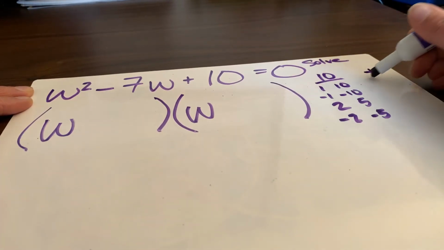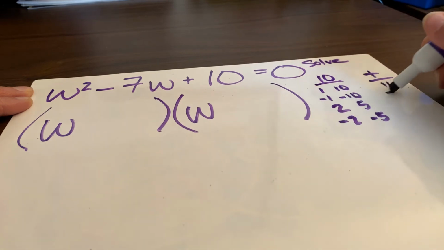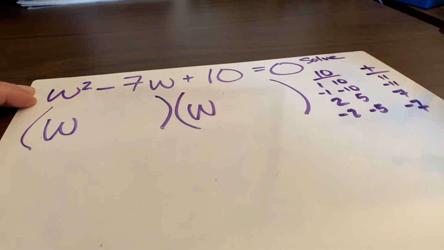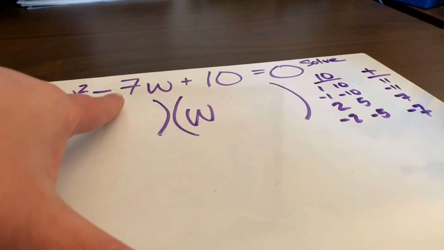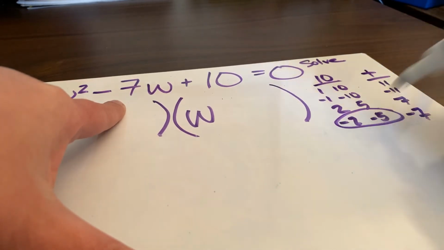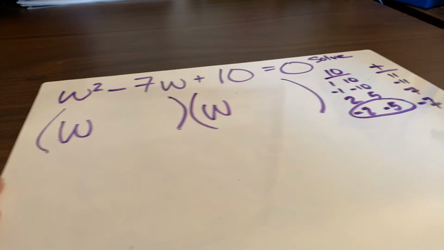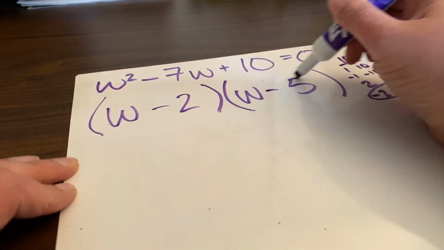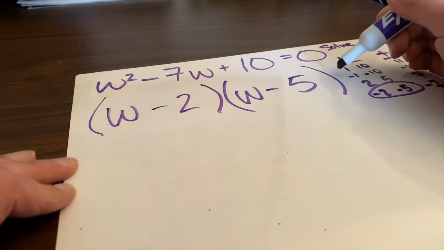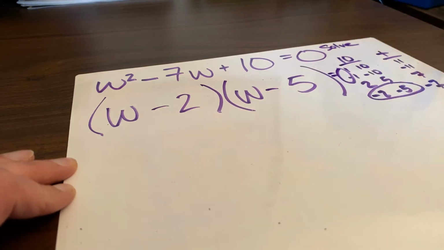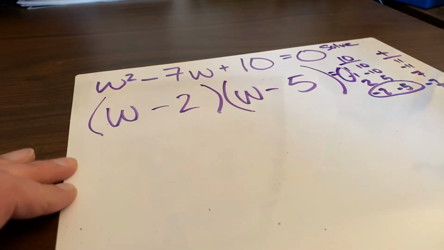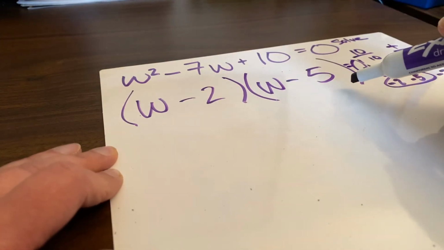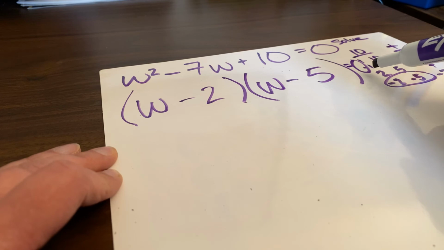1 plus 10 is 11. We've got negative 11, positive 7, and negative 7. What do we want? We want the negative 7, right? So we want the negative 2 and the negative 5. So we plug that in here. Minus 2, minus 5. And we don't want to get rid of the fact that this is equal to 0. So we have w minus 2 times w minus 5 equals 0.